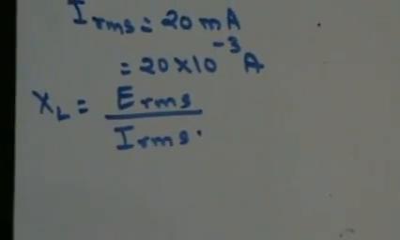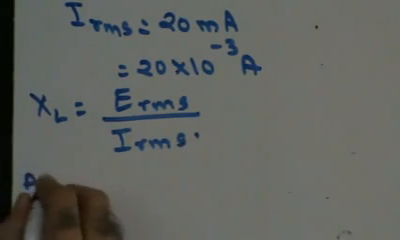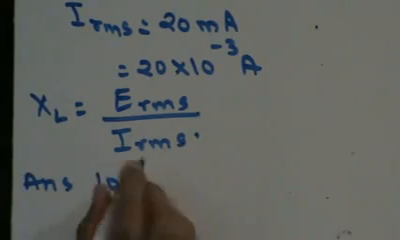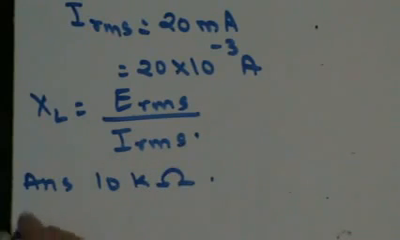Ohm's law. XL is equal to E RMS upon I RMS. They've given you the RMS voltage, they've given you the RMS current. Divide the two, you should get the answer. The answer for this should be 10 kilo ohms.